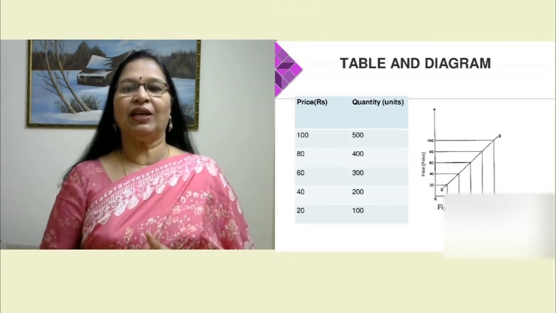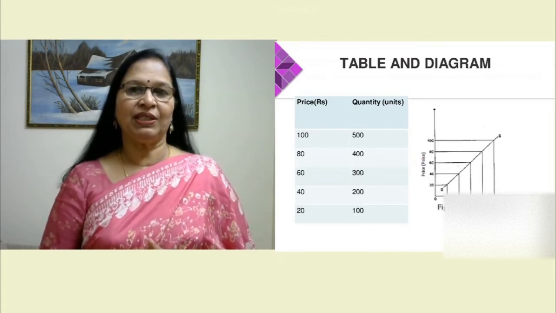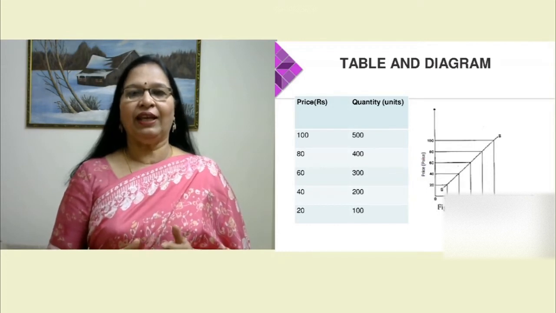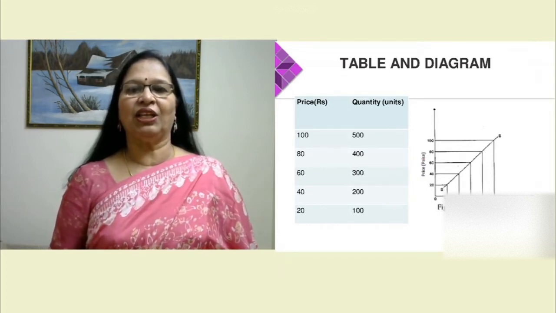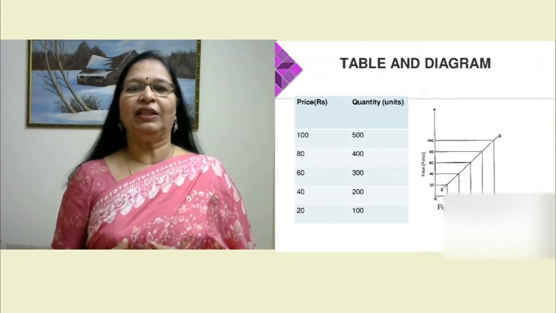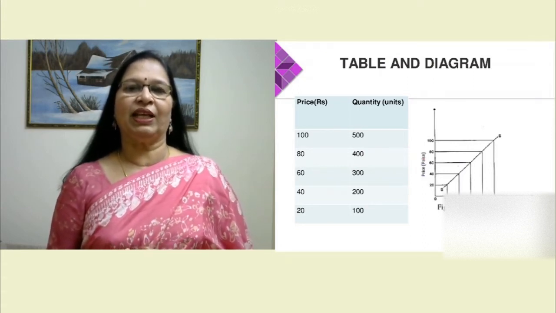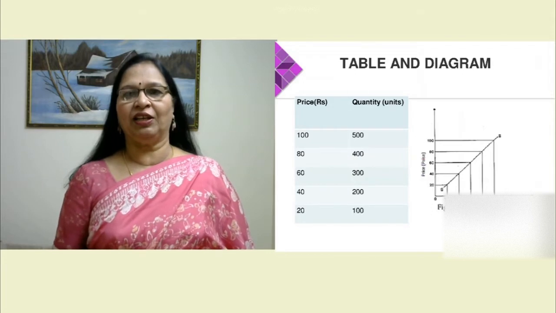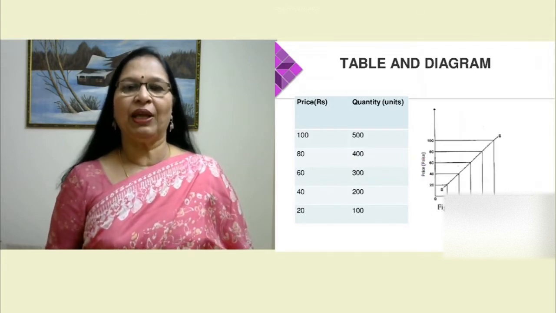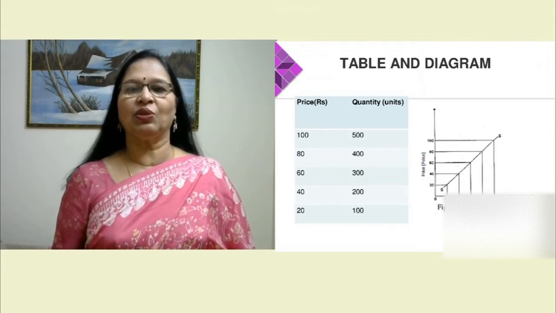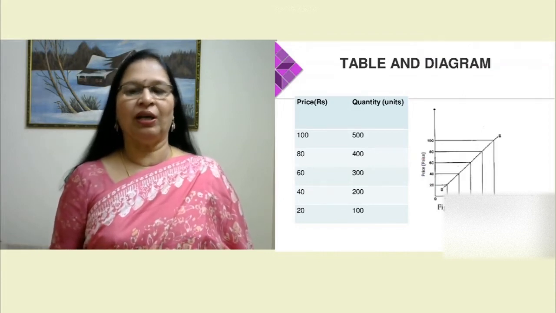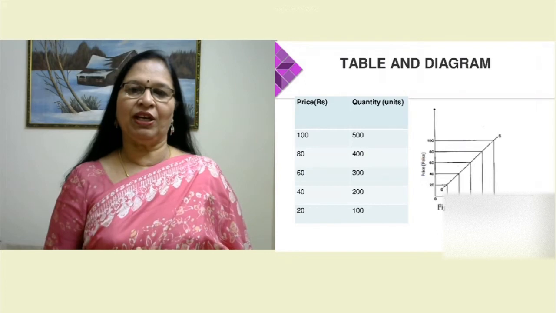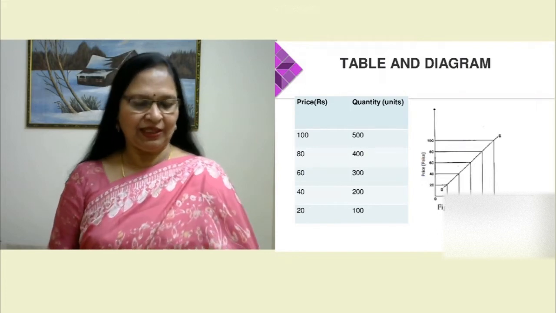When the price is 100, 500 units are offered for sale, and as the price comes down to 80, 60, 40 and 20, we also find that the quantity of goods being offered for sale continues to fall. At price 20, the quantity that is sold is just 100 units. And if we plot them on a graph, we get an upward sloping curve like the one in the diagram.